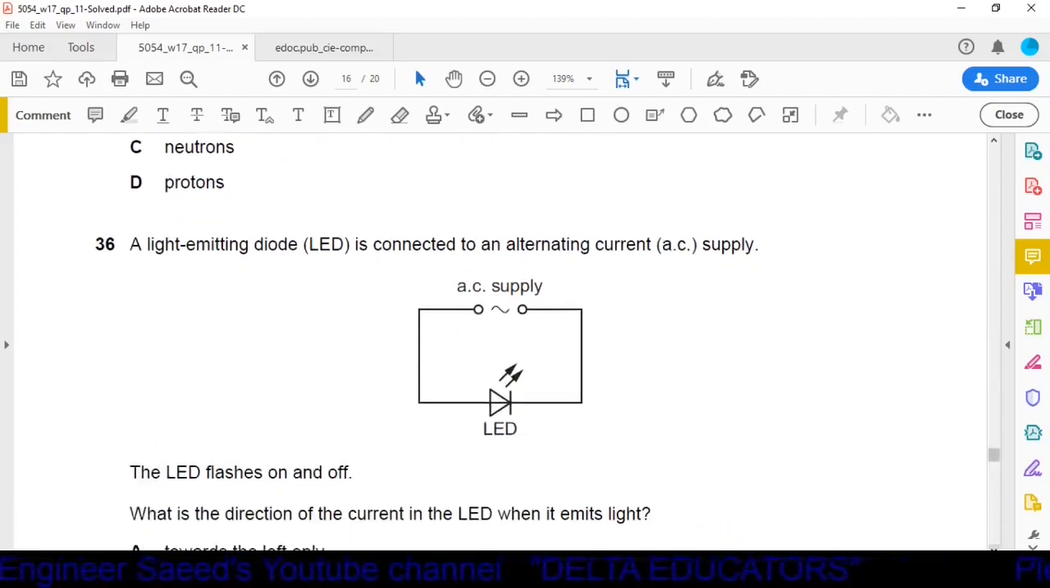Question number 36. A light emitting diode is connected to an alternating current AC supply.